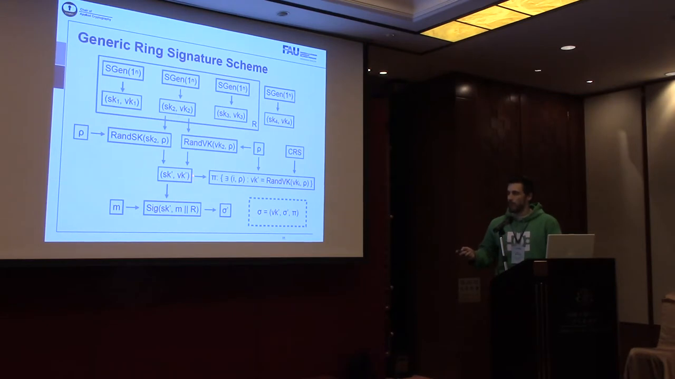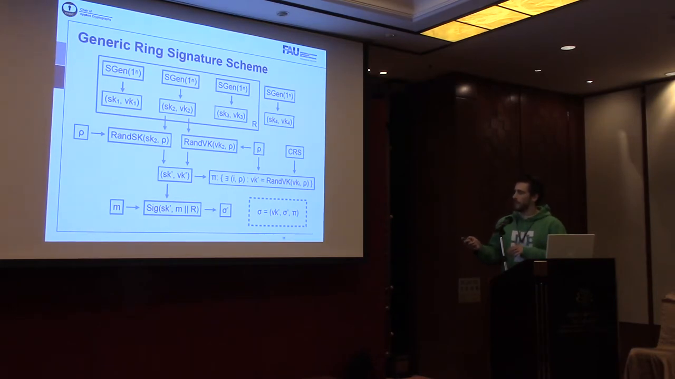And then essentially we just need to sign against the verification key VK prime and get sigma prime as our sub-signature. The final signature is composed of VK prime, sigma prime, and I. And the verification is, of course, canonical. We verify these two pairs, and we verify the correctness of pi. Okay. Now this looks relatively straightforward.